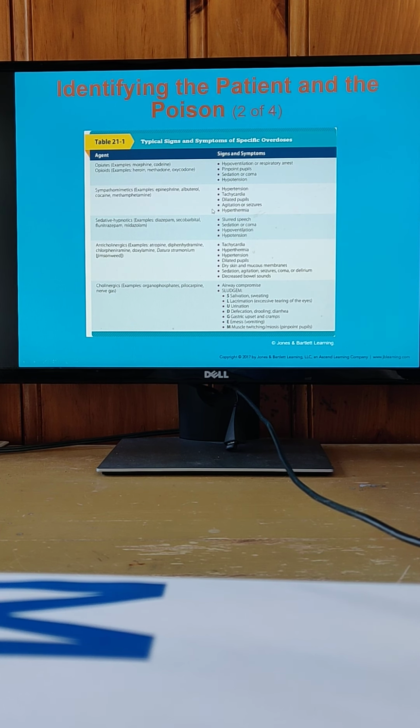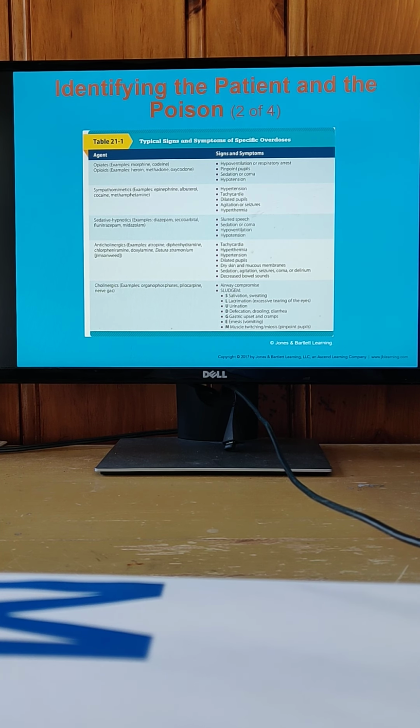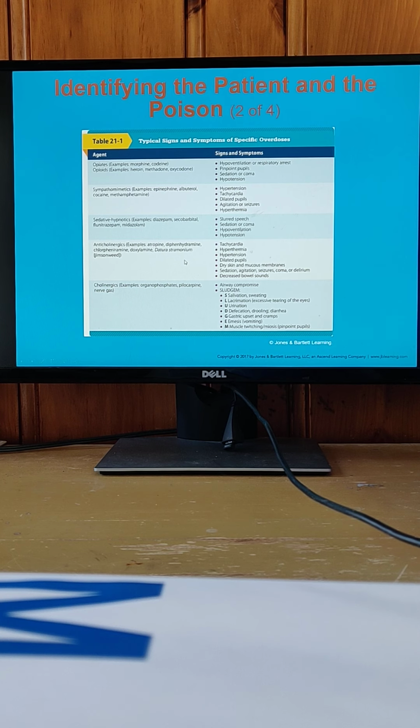Are they opioids, opiates? Are they methamphetamines, sympathomimetics? Are they sedatives? A lot of different ones out there. And we'll talk about them individually, because each one treats the body in different ways.